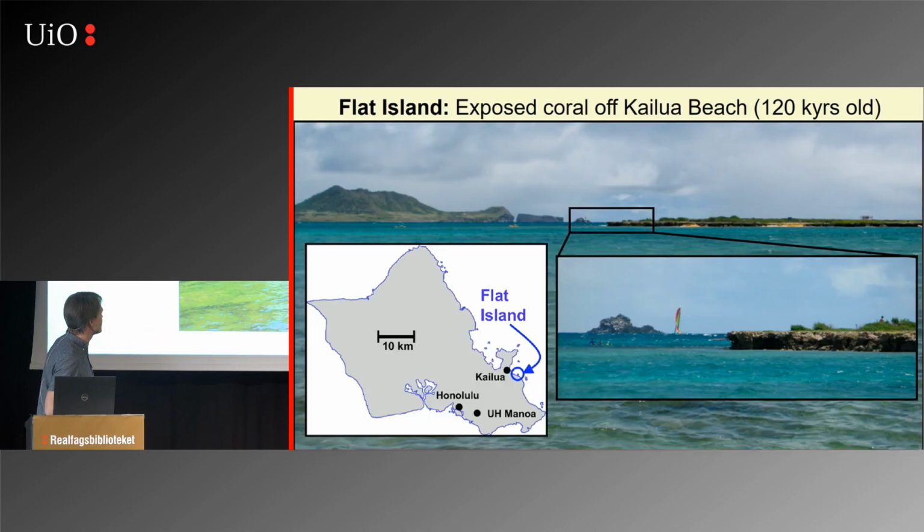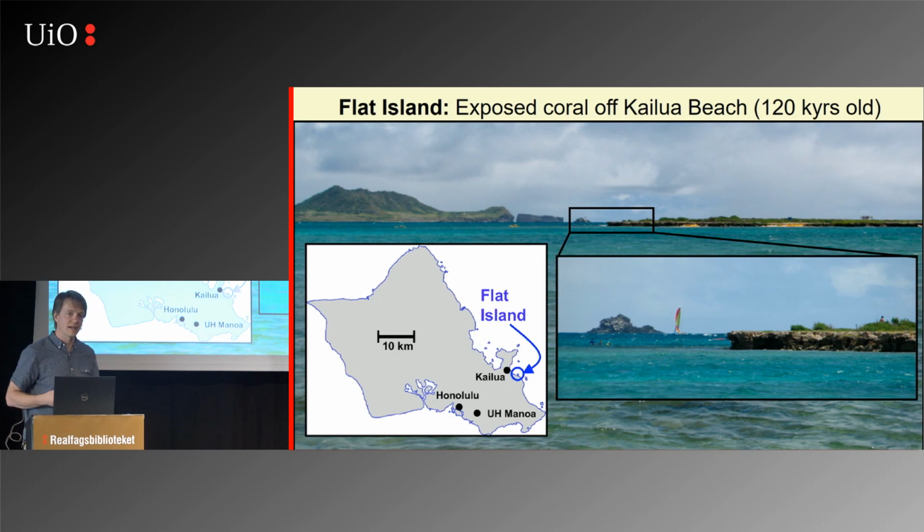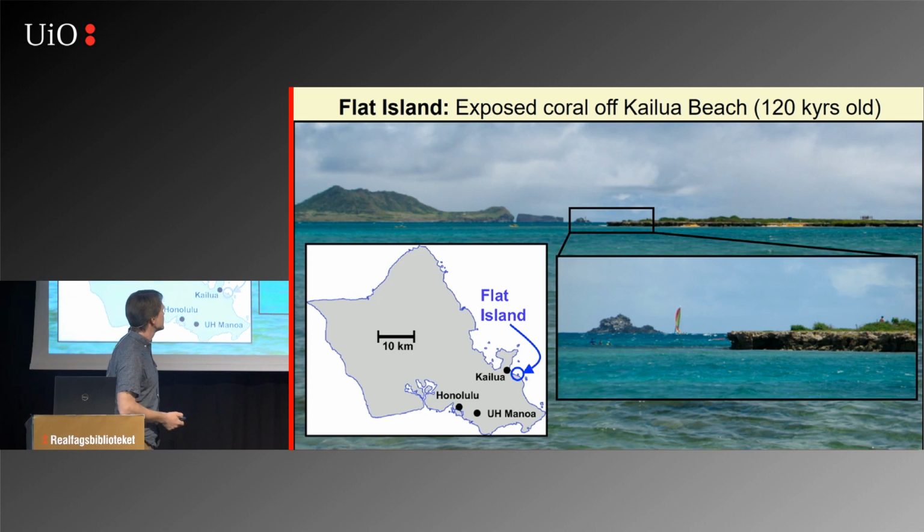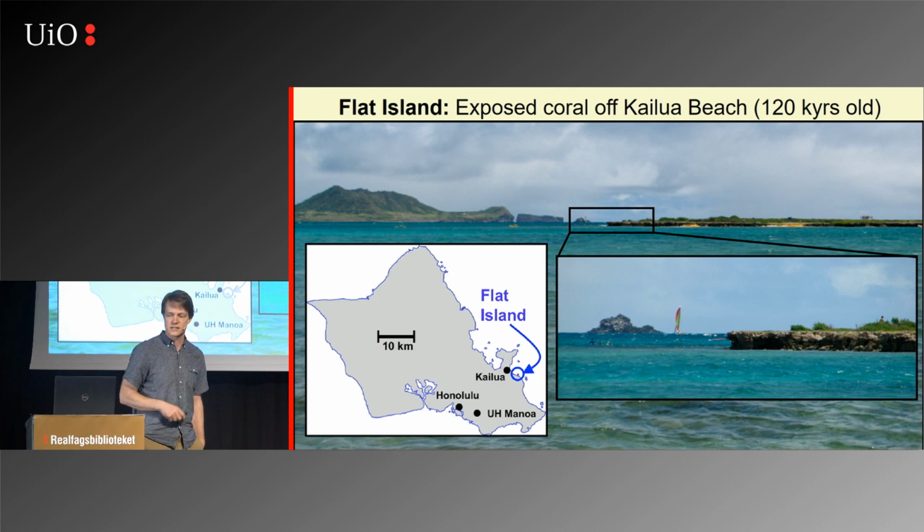Here's another place, back to Hawaii, where sea level has dropped. There's a little island off the coast. You can see this little island right there. It's called Flat Island, for obvious reasons, and it's an old coral reef. It's a coral reef from 120,000 years ago, and we all know that coral grows underwater, so this was formed at a time when sea level was higher than it is today.